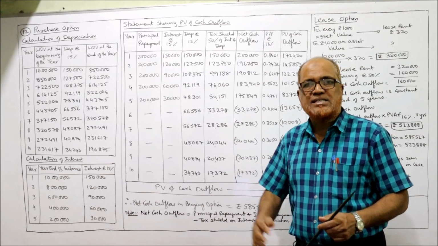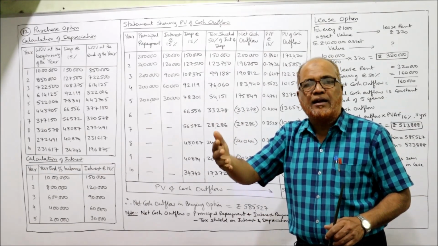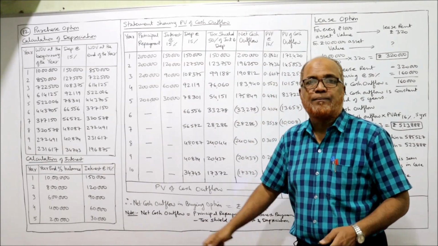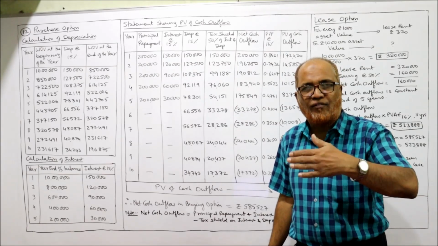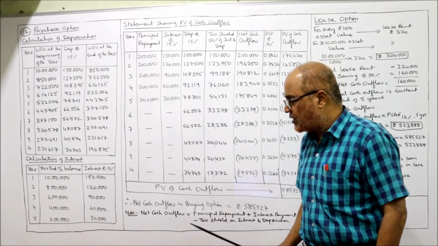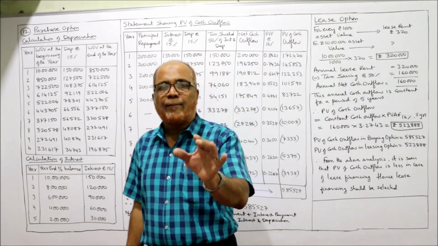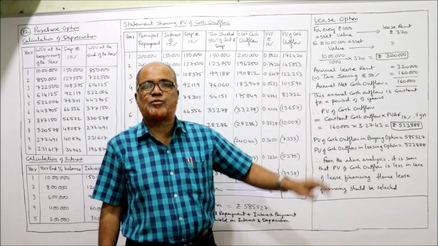If the company has taken a loan from a bank for rupees 10 lakh and repaid in 5 equal installments of 2 lakh rupees along with interest at 15%, in that case, the present value of all cash outflows will be 5,85,527. Now we compare this PV of cash outflow with the PV of cash outflow in leasing option.